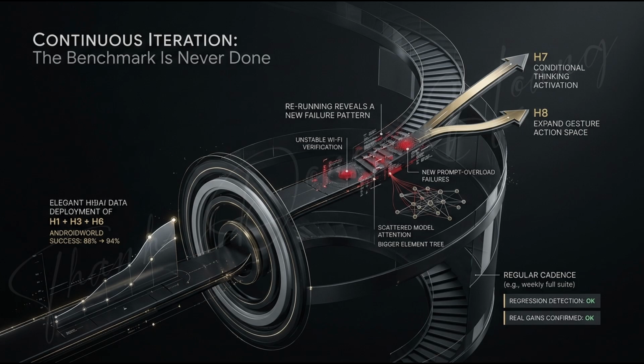Fixing the top few problems doesn't end the process. It reveals the next layer, and some of the new issues are side effects of the fixes themselves, like additional information in the input scattering the model's focus. This is why evaluation should run on a regular cadence rather than once before a launch. Each cycle both confirms that real progress happened and surfaces exactly what to attack next. That repeating cycle, diagnose, hypothesize, test, decide, repeat, is what turns agent development from trial and error into something closer to a genuinely scientific process.